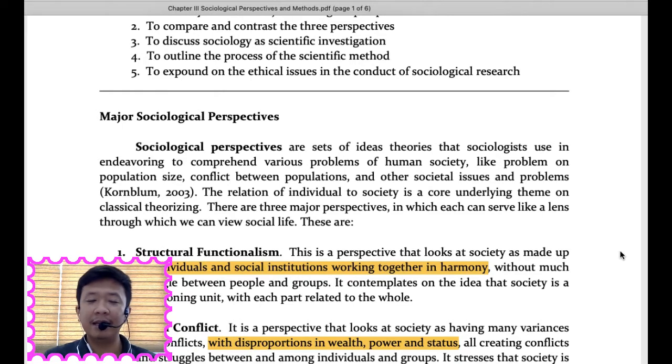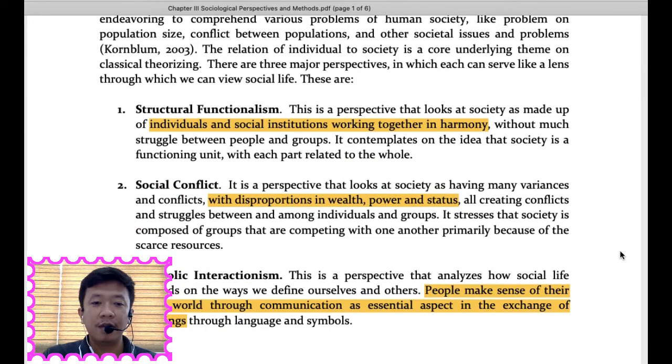Okay, so that's in general the idea of what a perspective is. There are three major perspectives in the discipline: structural functionalism, social conflict or conflict theory, and symbolic interactionism. There will be a table on the next page where we will be able to differentiate the various perspectives in terms of various areas.